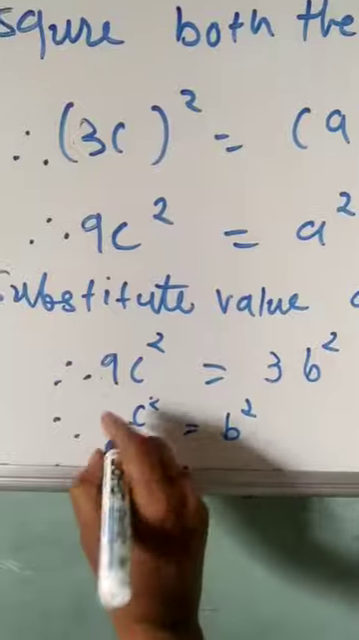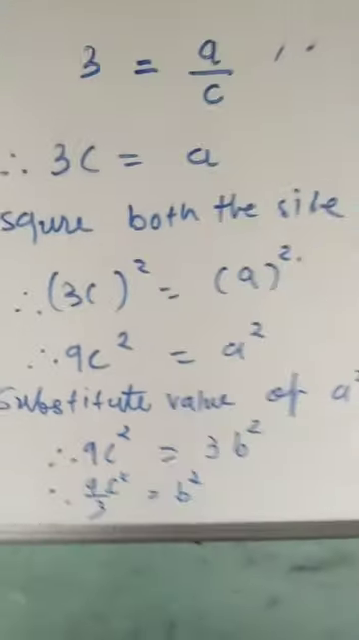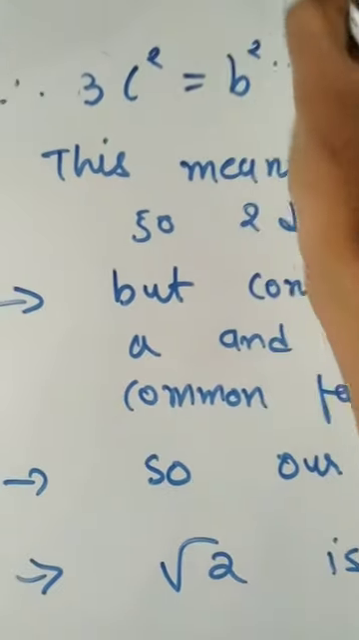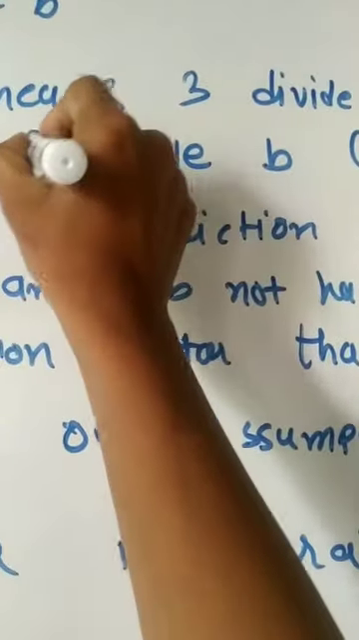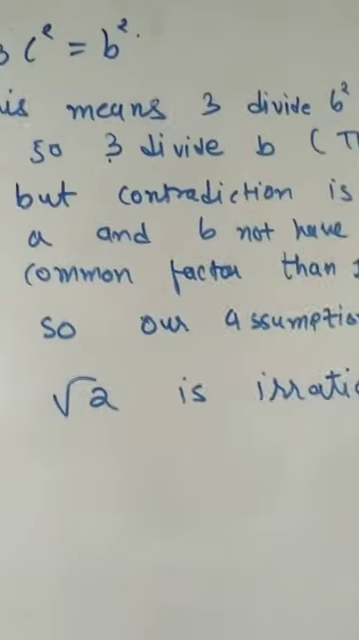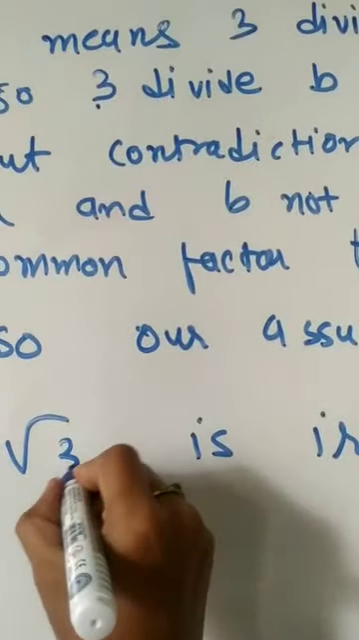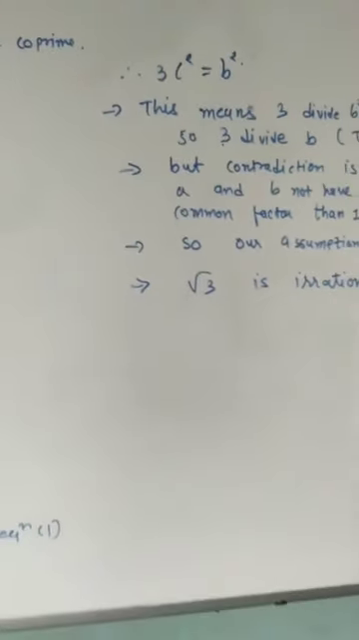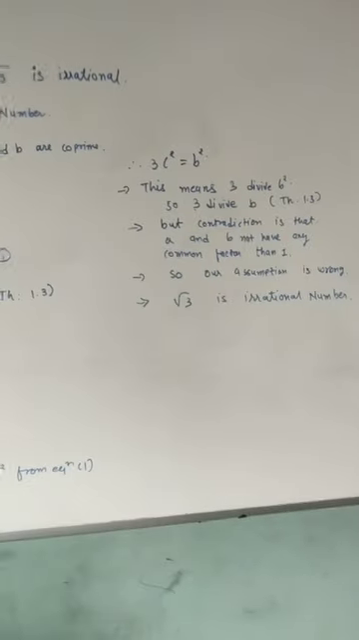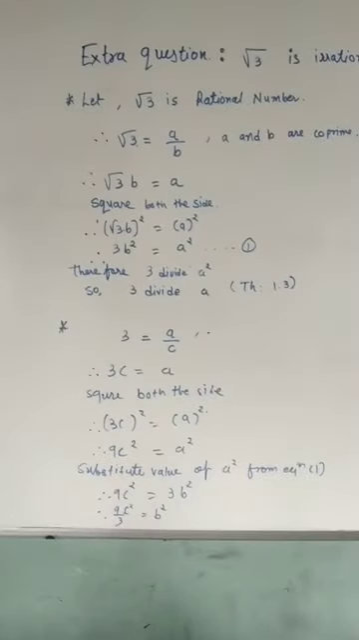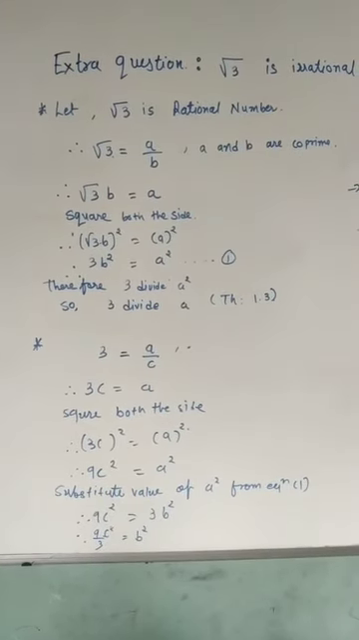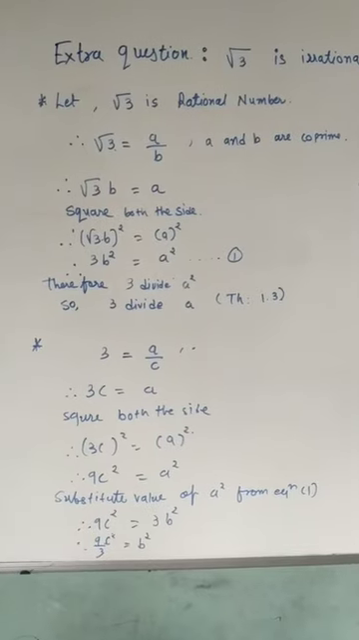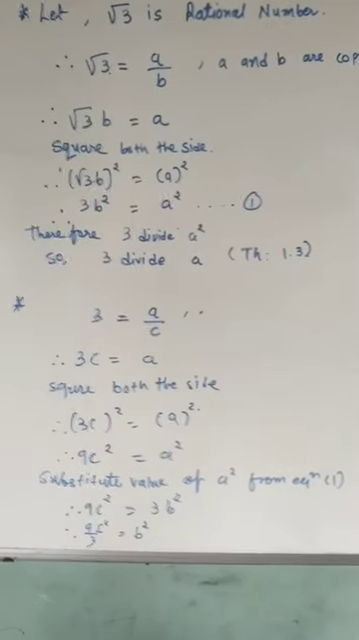When you are dividing it, it will become 9 by 3, and here one change again you have to do: it is 3c square equals b square. So 3 divides b square, so 3 divides b, and here you can see that our assumption is wrong, and root 3 is also an irrational number. So here you can end your theorem, proving that root 3 is also irrational, in this way.